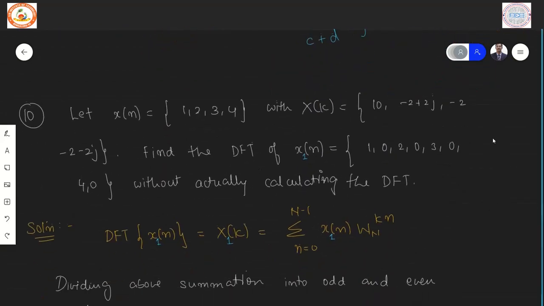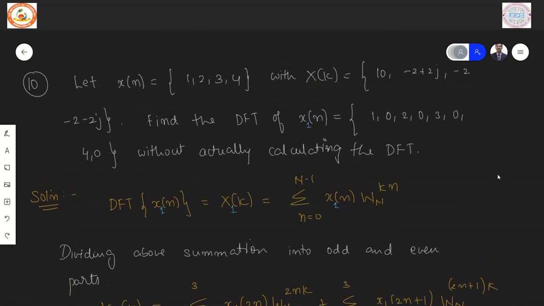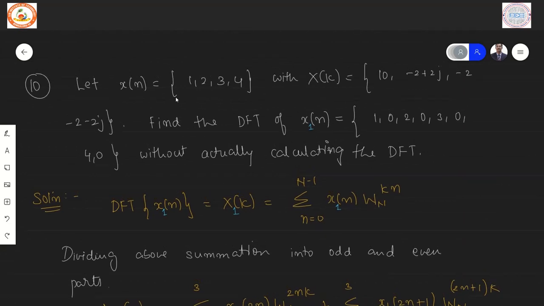Okay, moving on to the next question. The next question states, let x of n is equal to 1, 2, 3, 4. Its DFT is also provided. Find the DFT of the sequence x1 of n, and this sequence is obtained by inserting 0 after each value. So 1, 0, 2, 0, 3, 0, 4, 0. Now, without actually finding DFT of x1 of n, we have to get the answer of the DFT.